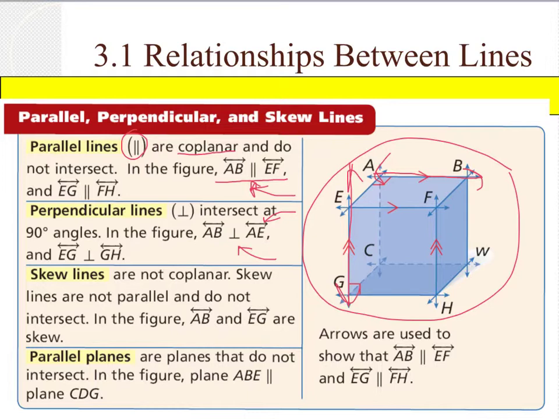Parallel planes are very similar to parallel lines, except you're dealing with two planes that will never intersect. As long as you can identify a plane by 3 coplanar points, using that parallel sign, you can mark two planes being parallel.